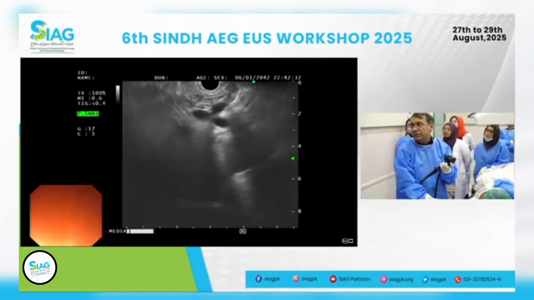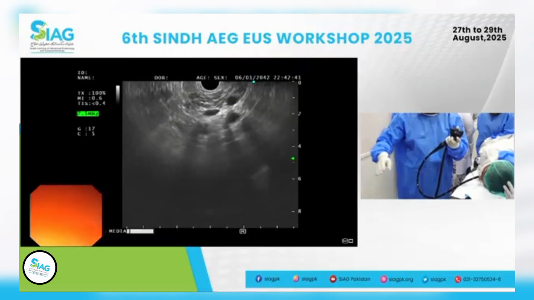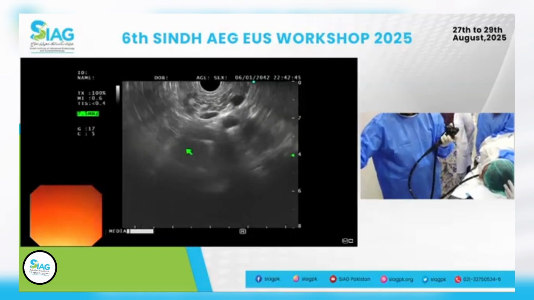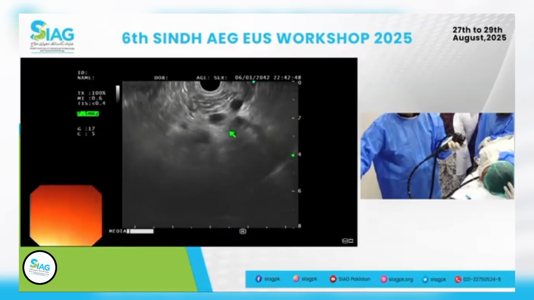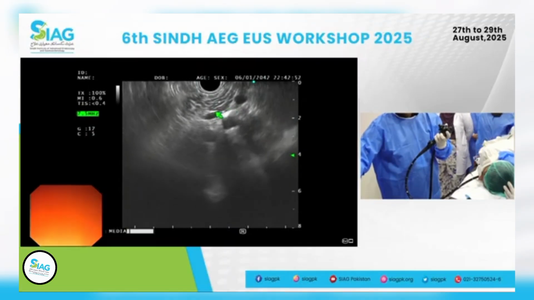So I will gently advance the scope, got to the pancreas. If you look right here, this is the splenic artery, splenic vein at the bottom of the pancreas, splenic artery, splenic vein.